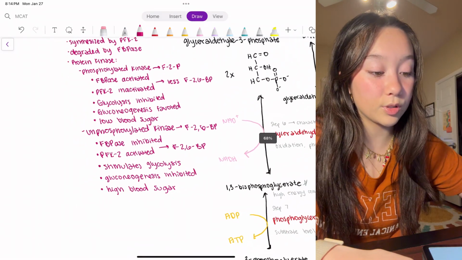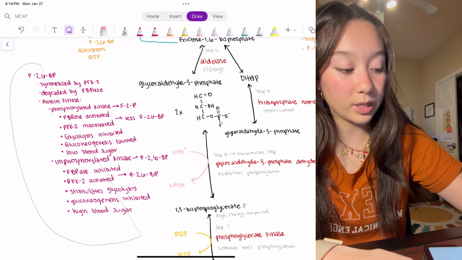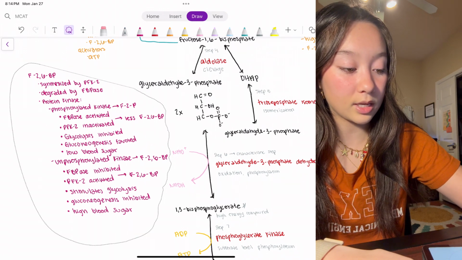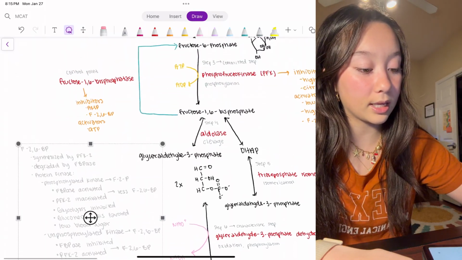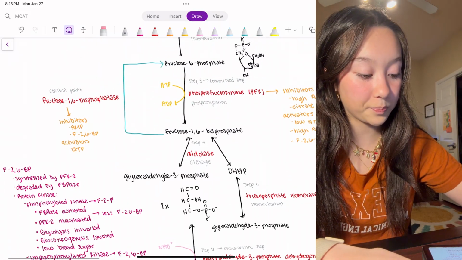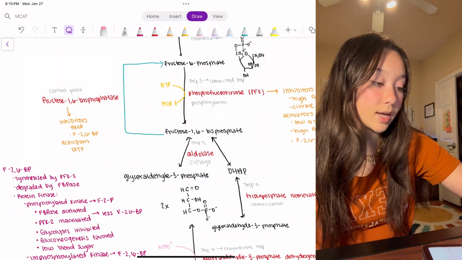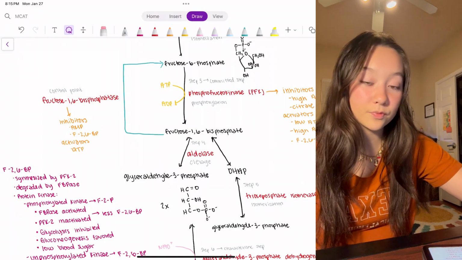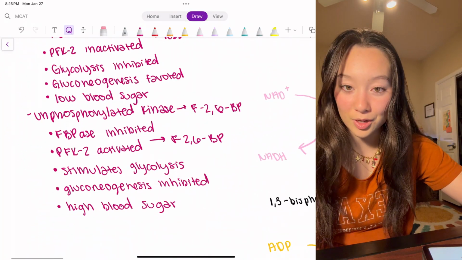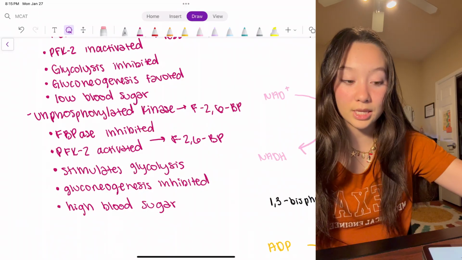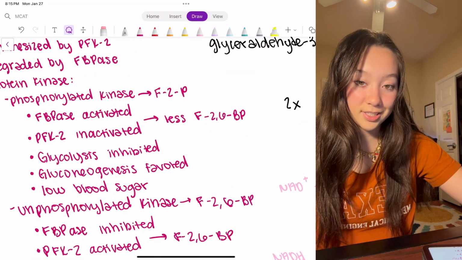So that is fructose 2,6-bisphosphate. It's just an important thing to remember when it comes to activating and inactivating phosphofructokinase and fructose 1,6-bisphosphatase. As you can see, fructose 2,6-bisphosphate activates phosphofructokinase, which stimulates glycolysis. So it's going to stimulate the glycolysis enzyme, and it's going to inhibit the gluconeogenesis enzyme.